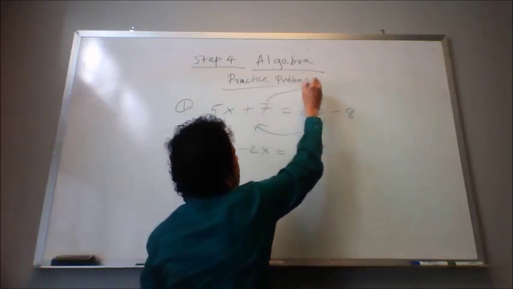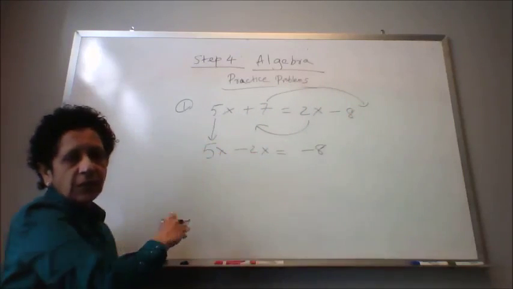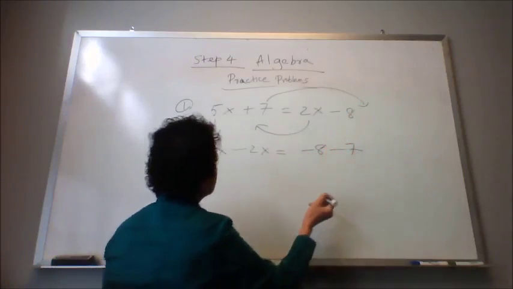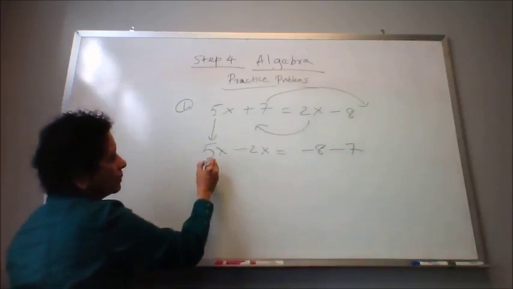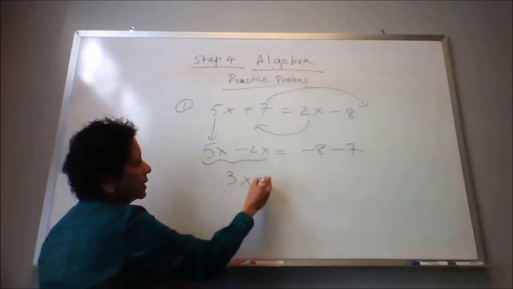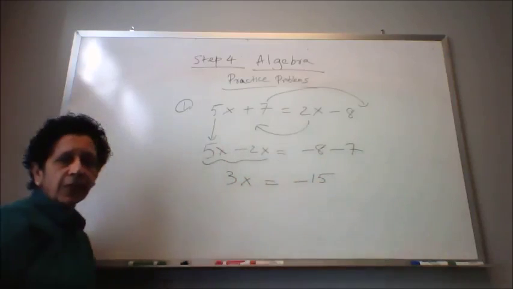Then the 7, I'm going to take it to the other side. When I switch sides, I switch signs, right? Plus 7 becomes minus 7. So now if you simplify this, 5x minus 2x, that's 3x. And minus 8 minus 7, that's minus 15, right?